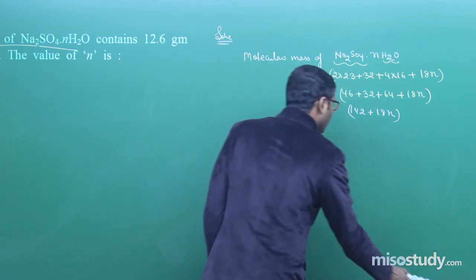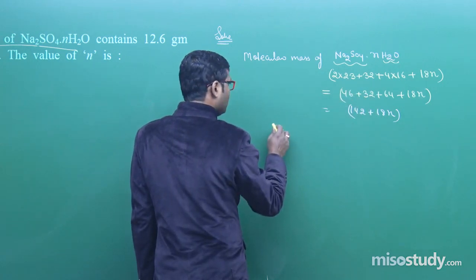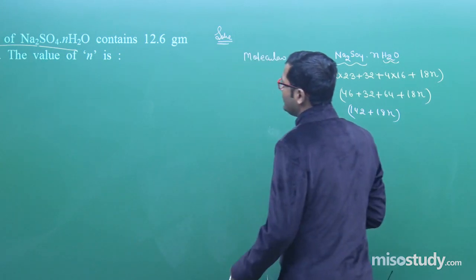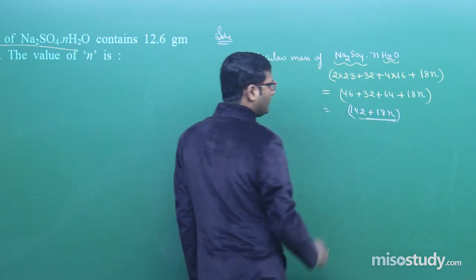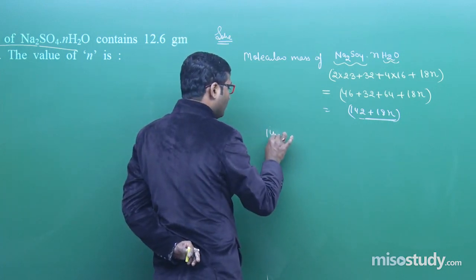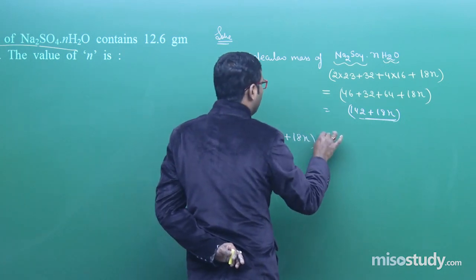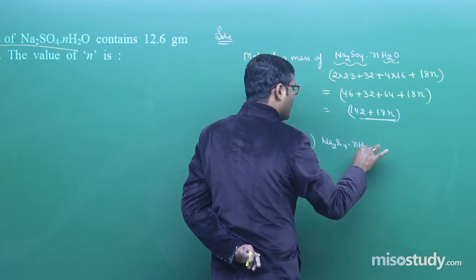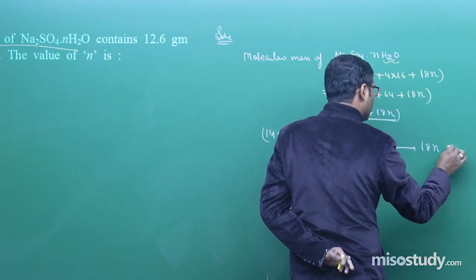Okay, 26.8 gram, the value of N. Now what to do? We have to find the value of N. Now what is the mass given? We will write here that 142 plus 18N gram Na2SO4 into NH2O contains 18N grams H2O.